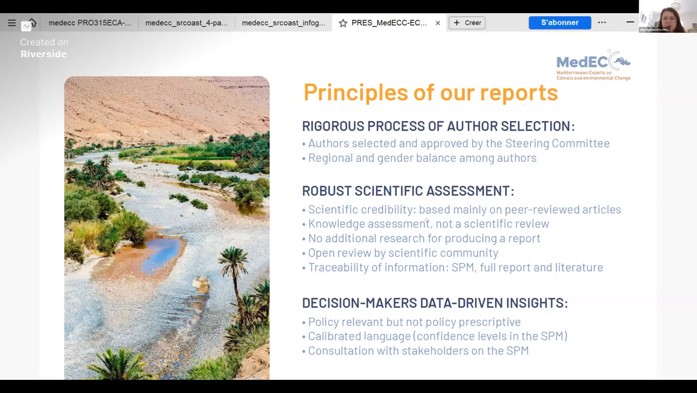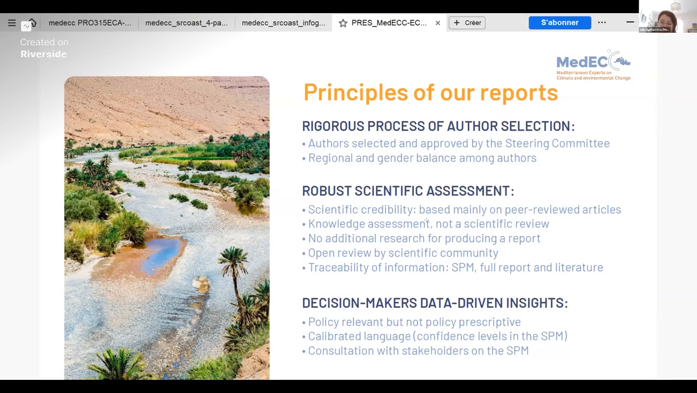The aim is to produce the most rigorous scientific report because we need this credibility to be heard and for our reports to be taken into account. So the reports are a long process, and we have 2 stages of peer review. And the summary for policymakers at the end is discussed during plenary consultations with our focal points from institutions in the region to be sure that all the information is traceable, has been discussed, and is policy relevant, because that's the ultimate goal as well.